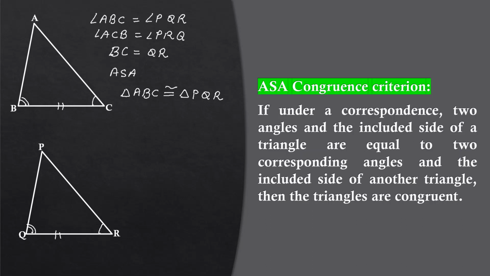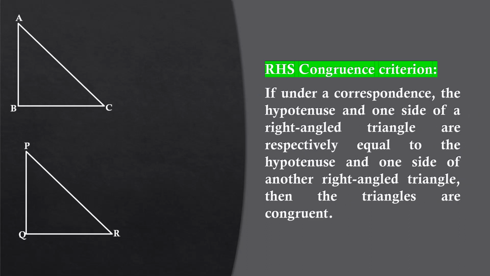So remember, in this case also, the side which is common to both the angles needs to be equal, then only can we use ASA congruence criteria. Otherwise, if we have any other side, we cannot use this ASA congruence criteria. So this is what ASA congruence criteria is. Moving ahead with the next congruence criteria, it is RHS.